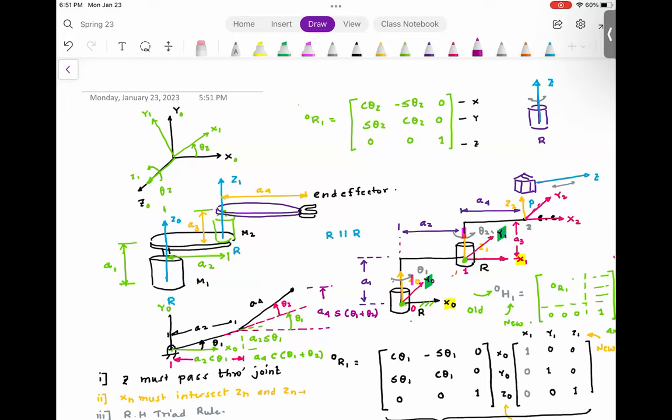Can you see it is aligned with z0? So which means this frame is done. Let's move on to the second frame.